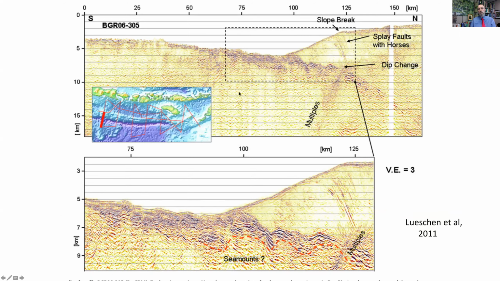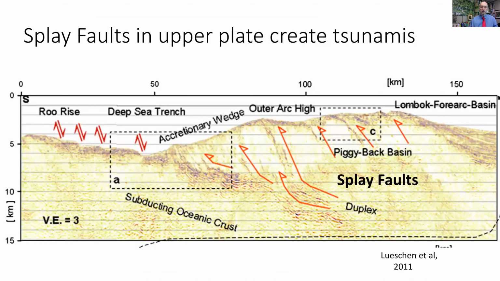Now this dashed box here is blown up, so you can see how clearly the geometry is outlined, and there are faults within the forearc region as well. So this is a really spectacular example of tracing the oceanic crust as it descends beneath the forearc.